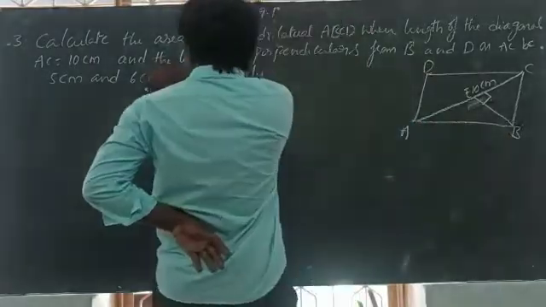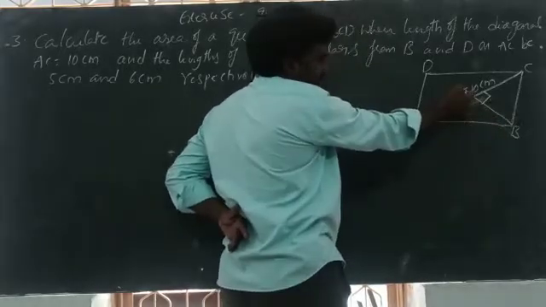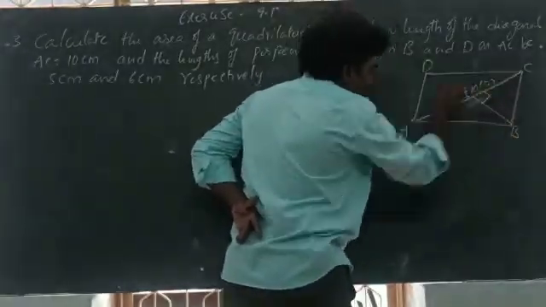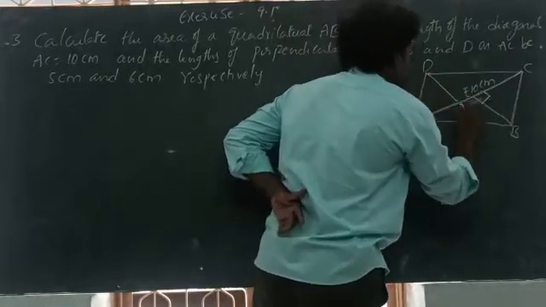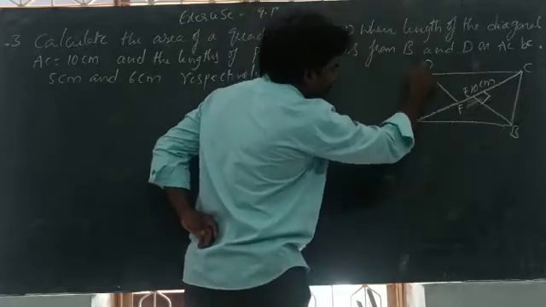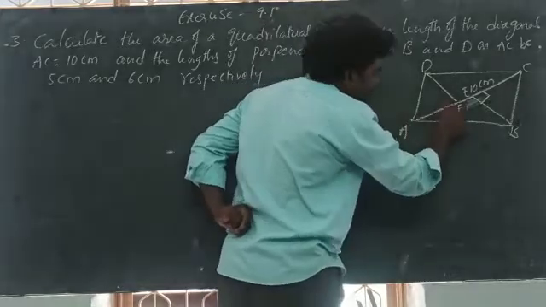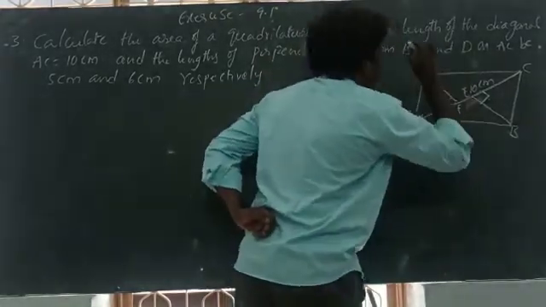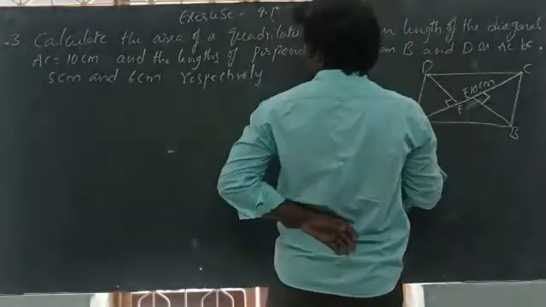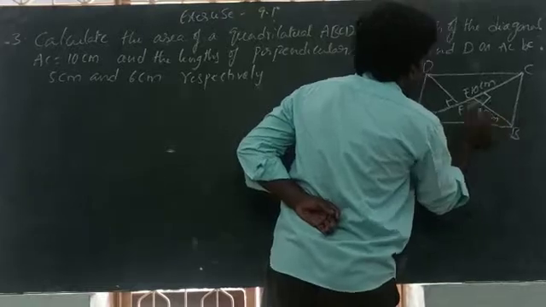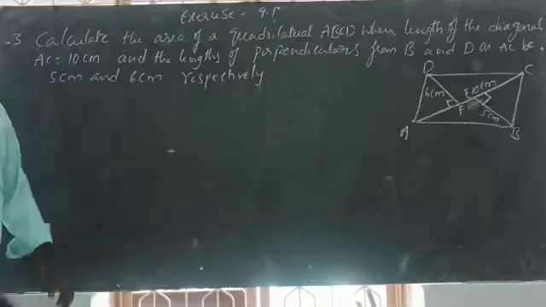Here, the length of perpendiculars from B, we can construct one line on AC, meeting at a point, the angle is how much? 90 degrees. And D, from D we can construct one line meeting line AC at a point F. The angle is how much? 90 degrees. So from B and D we can construct perpendiculars. Its lengths are, one is 5 centimeter, another one is 6 centimeter. Okay, now they are asking the area of the quadrilateral.